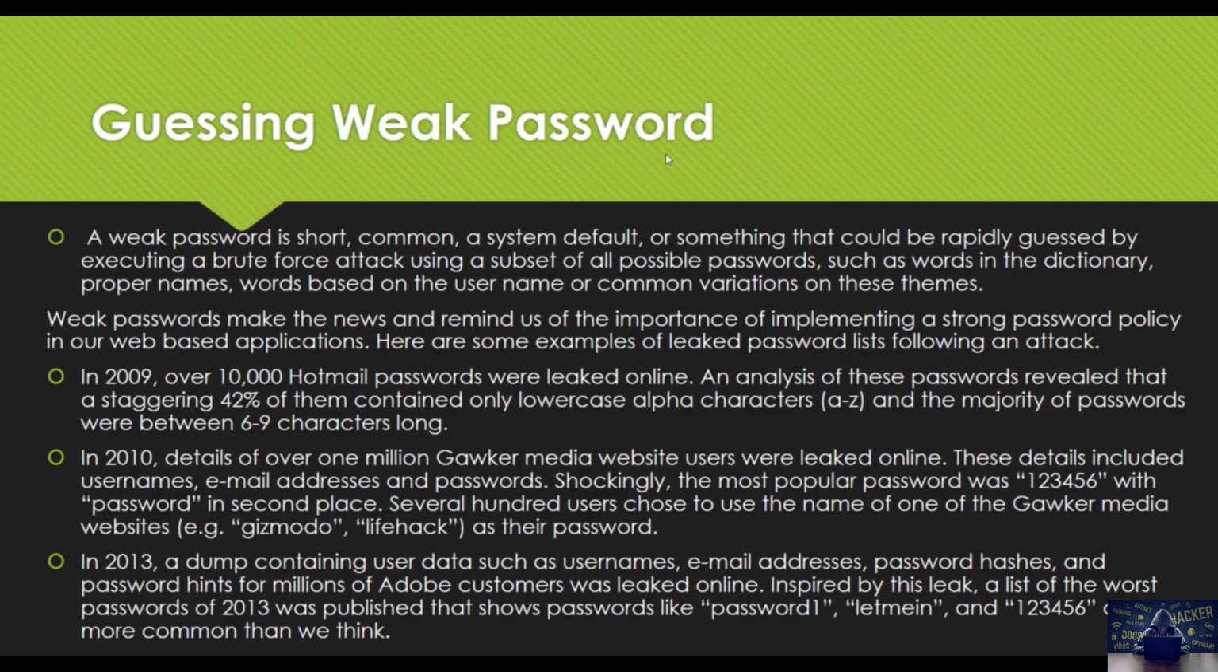Let me give you one more example. In 2013, a dump containing user data such as usernames, email addresses, password hashes, and password hints for millions of Adobe customers were leaked online. Inspired by this leak, a list of the worst passwords of 2013 was published that shows PASSWORD1, that is password 1, let me in, and 123456 are more common than we think.